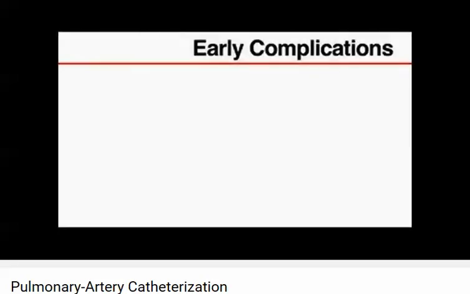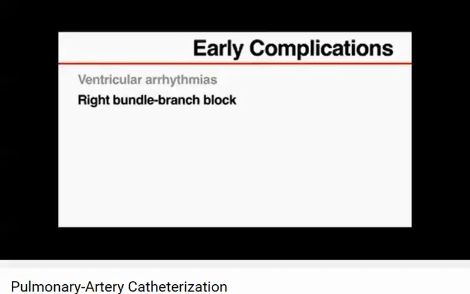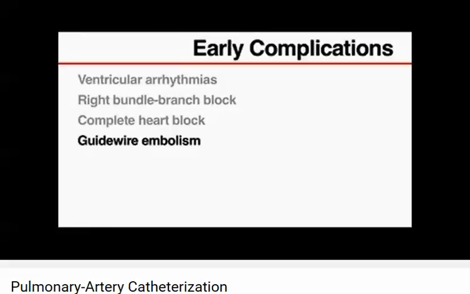Common early complications include ventricular arrhythmias and right bundle branch block, which are generally self-limited. Complete heart block may occur in patients with pre-existing left bundle branch block. If complete heart block occurs, transvenous pacing may be necessary. In rare cases, the guide wire may embolize and become inaccessible, or the catheter may become knotted in one of the cardiac chambers, preventing withdrawal. A vascular surgeon or interventional radiologist must be consulted in either case.